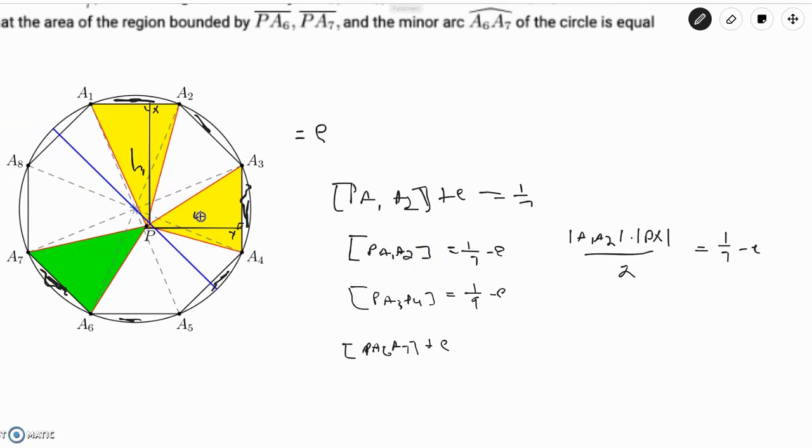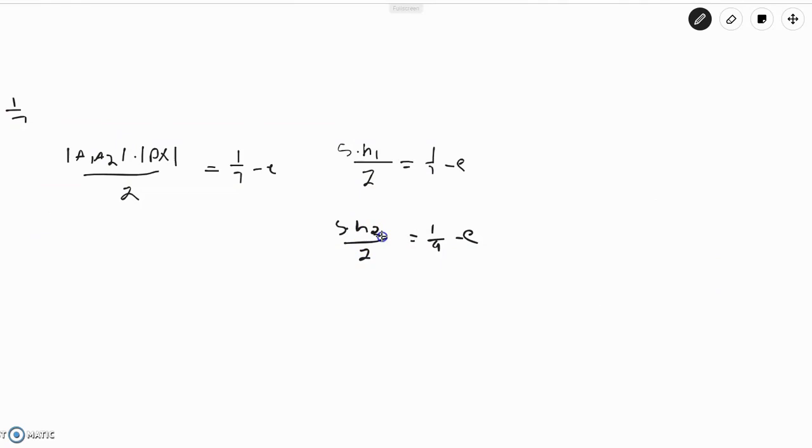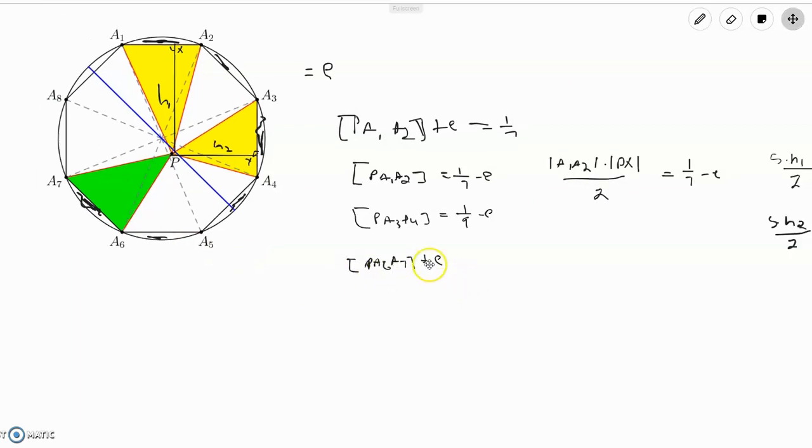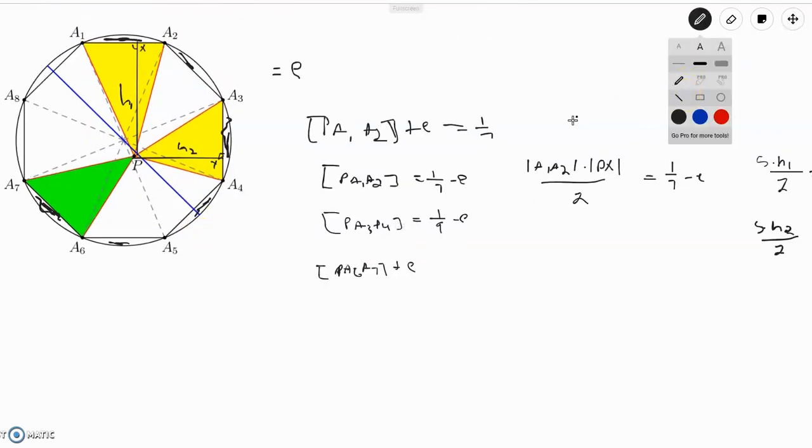Similarly, if we call PY H2, then we have S times H2 over 2 is equal to 1/9 minus E. And this is because A3, A4 is also equal to S because it's a regular octagon. So we're given these two, and now we want to find the area of PA6, A7 plus E. And basically the area of PA6, A7 is equal to, we can call the distance from P to A5, A6 as H3, and we'll label this point as Z, and this is H3. So we want to find S times H3 over 2 plus E.